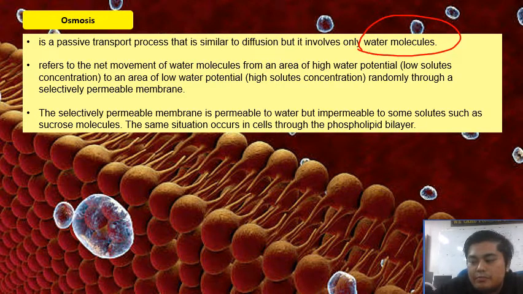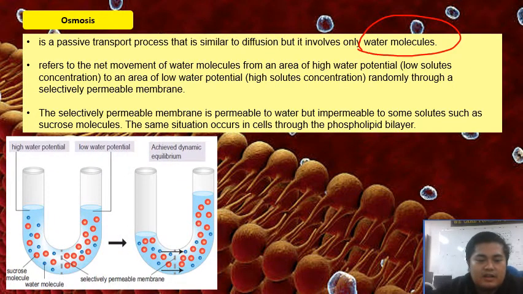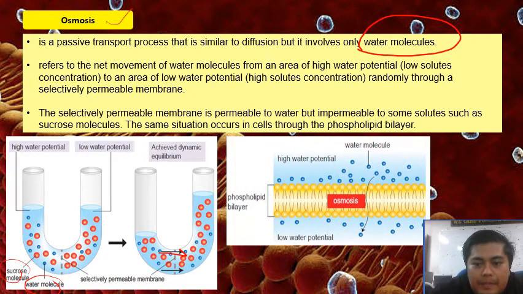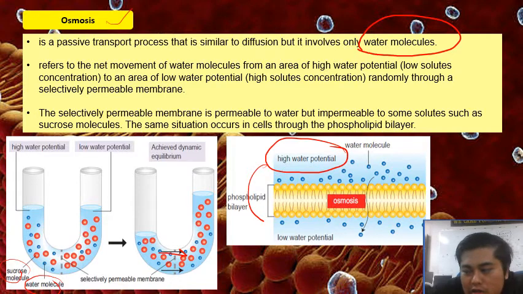So the same situation occurs in the cell through the phospholipid bilayer. So macam ni kalau kita perasan dekat sini, okey, dekat sini ni sucrose molecule, ini water molecule dia. So water molecule kat sebelah sini lagi banyak daripada sebelah sini. So apa yang akan berlaku? Water molecule tu akan pergi sebelah sana through the process of osmosis. So sama juga macam ni. Dia akan bergerak daripada kawasan yang high water potential into the area with low water potential.